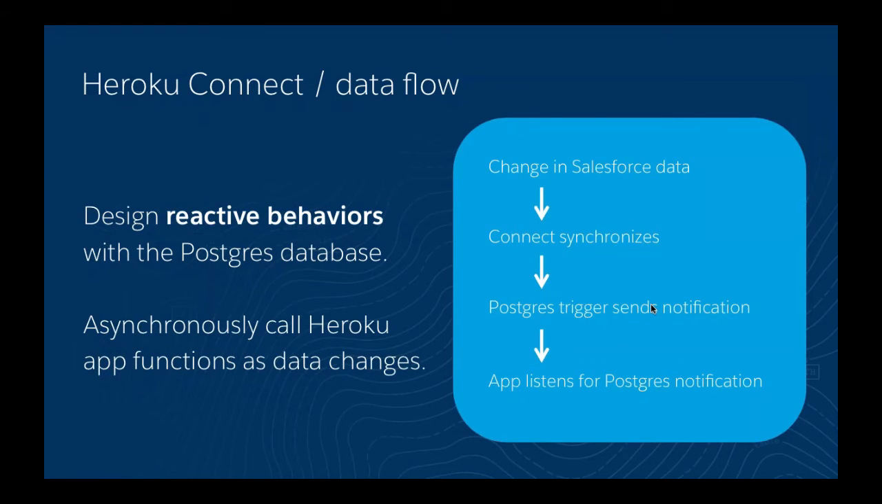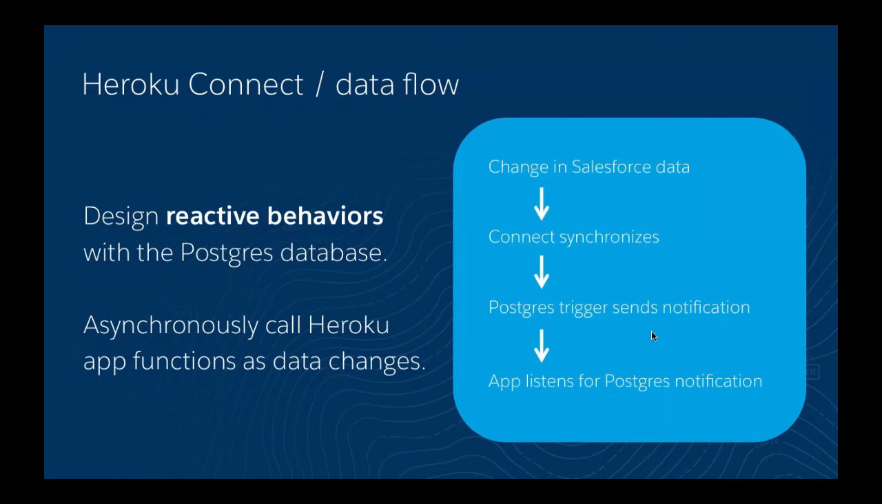All right, another aspect of data flow is, much like with triggers in Apex, you can design reactive behaviors with the Postgres database. What this means is that as data changes, as users take actions in the Salesforce interface or in other integrated applications, you can design behaviors that will react to those changes. The way we do that is by writing Postgres triggers that essentially send notifications up to the application layer, where the application can be subscribed to Postgres notifications and actually perform work asynchronously, reacting to these changes.